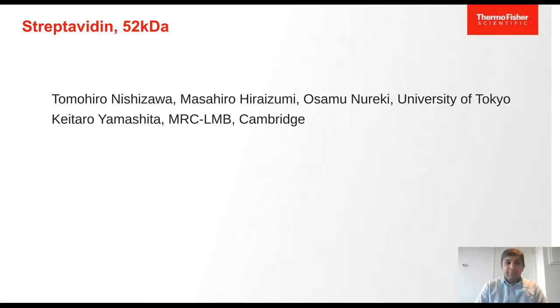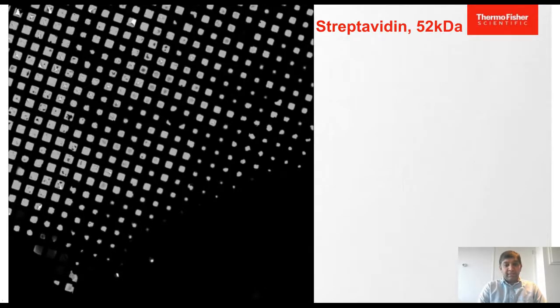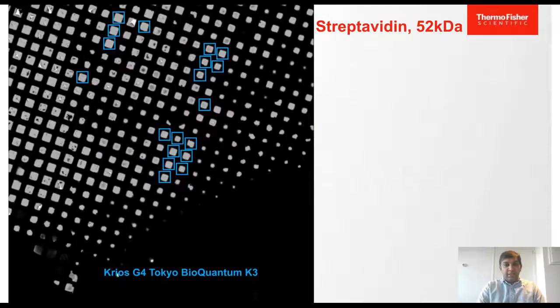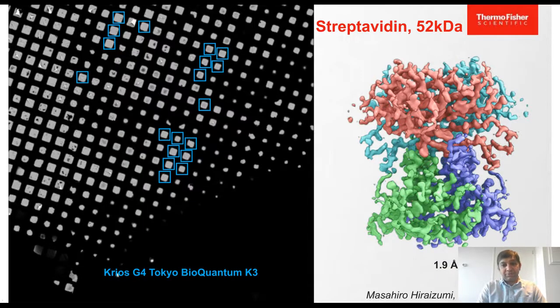End of last year, Tomohiro and Masahiro started testing this streptavidin on their new Cryos G4. And this is how it looked like. So this is the grid on which they collected the data. These were the areas, grid squares, where data was collected using G4 at Tokyo with BioQuantum K3. And from this, they obtained this beautiful structure of the streptavidin going to 1.9 angstrom. This is already beautiful because this is the first structure of a sub-100 kilodalton protein going to sub-2 angstrom resolution.